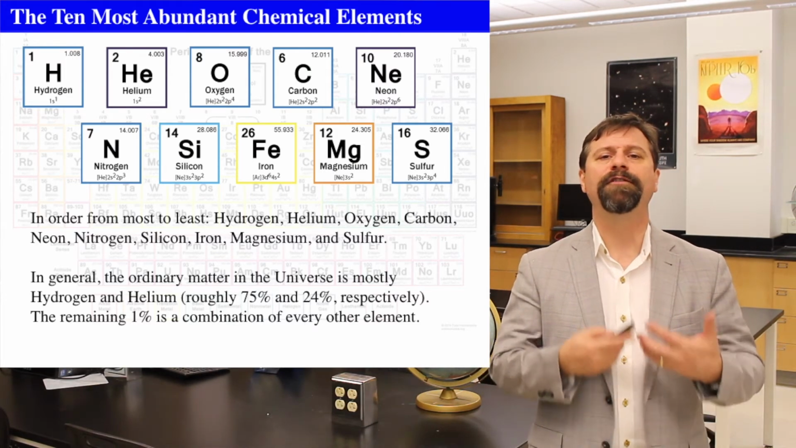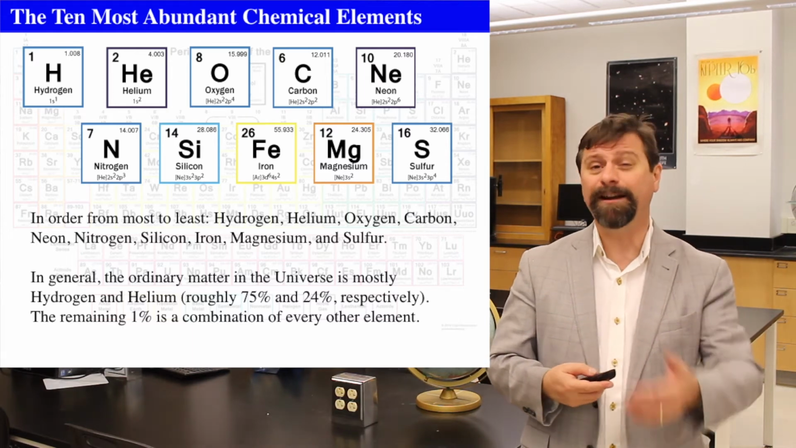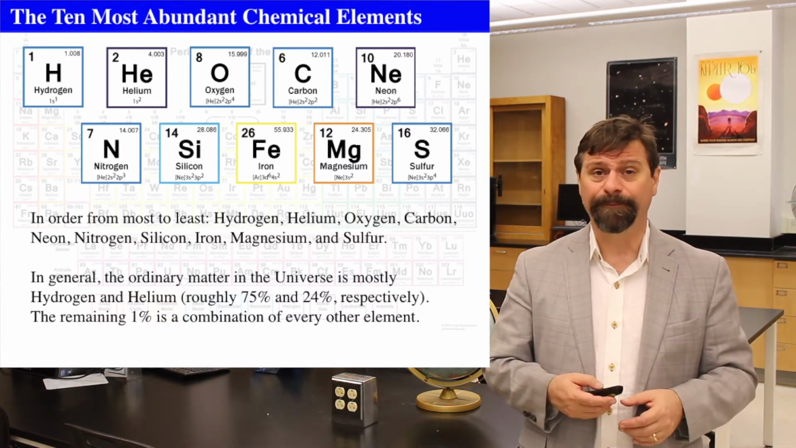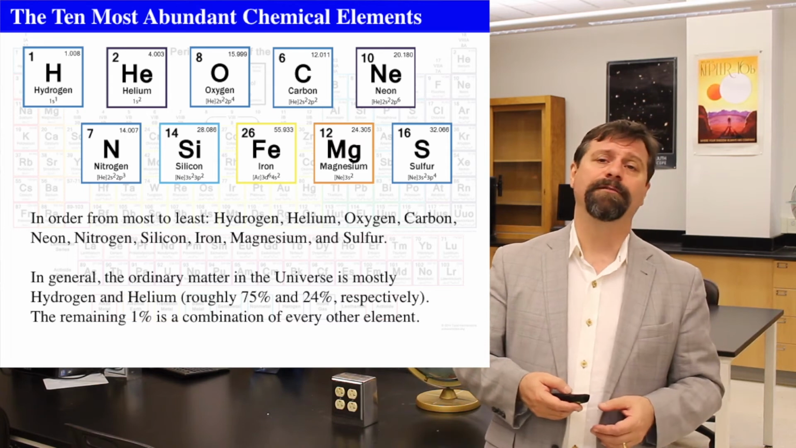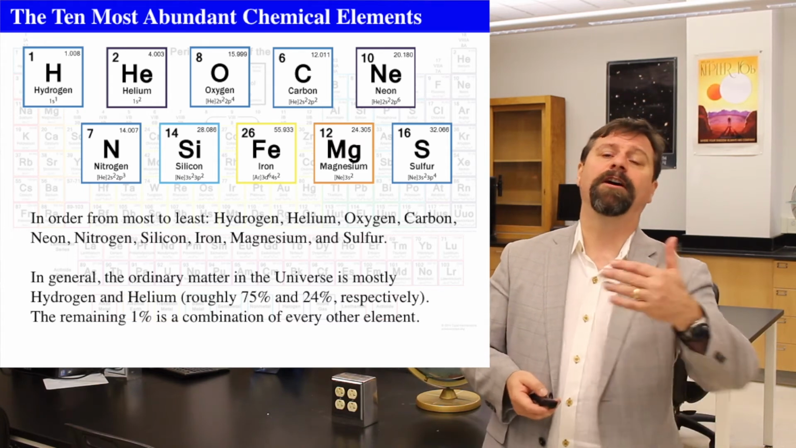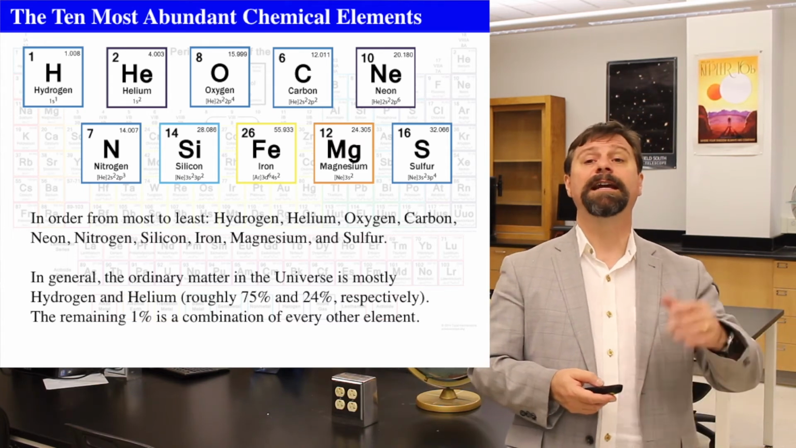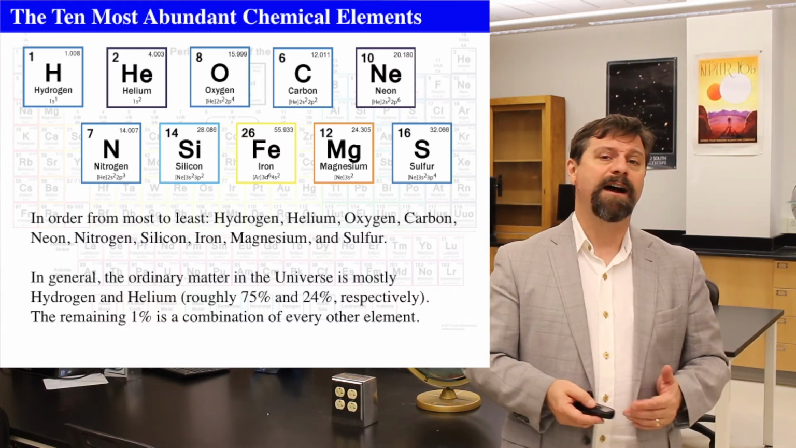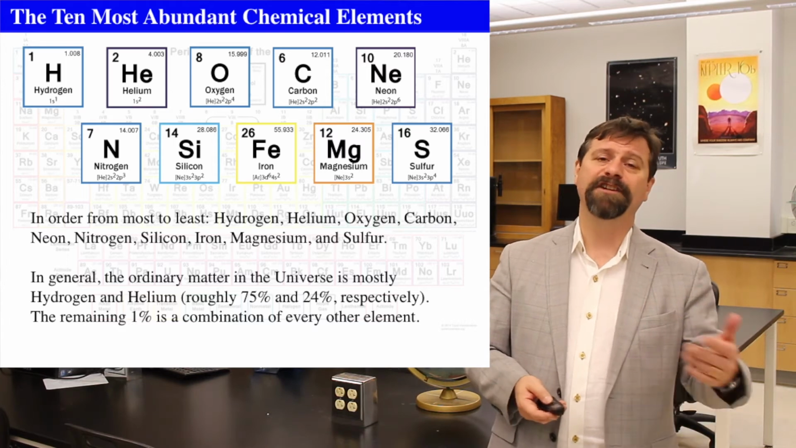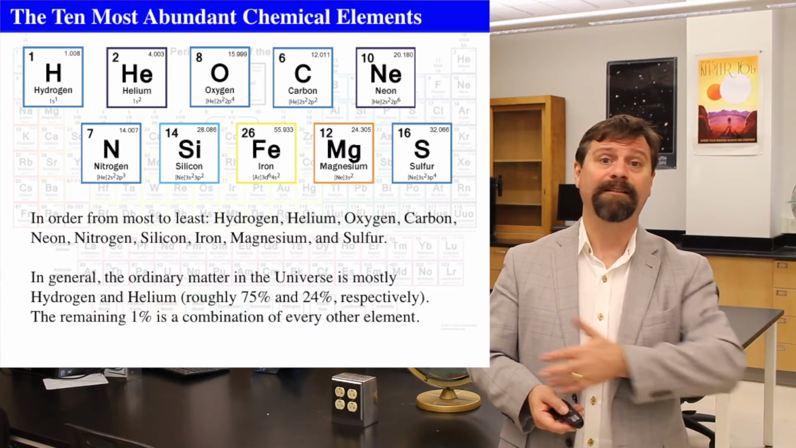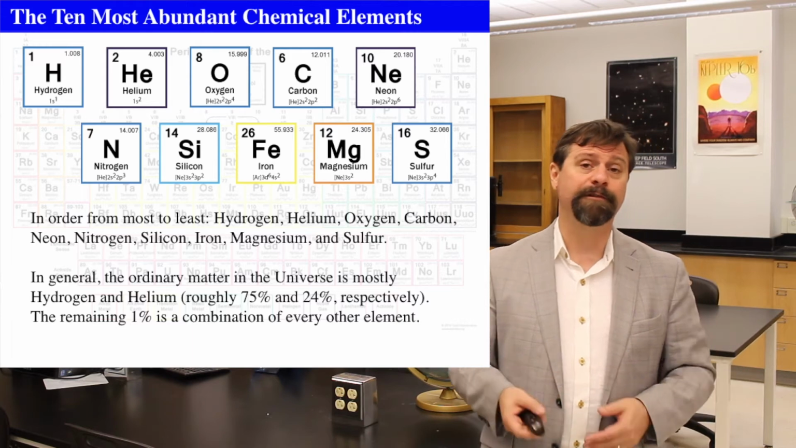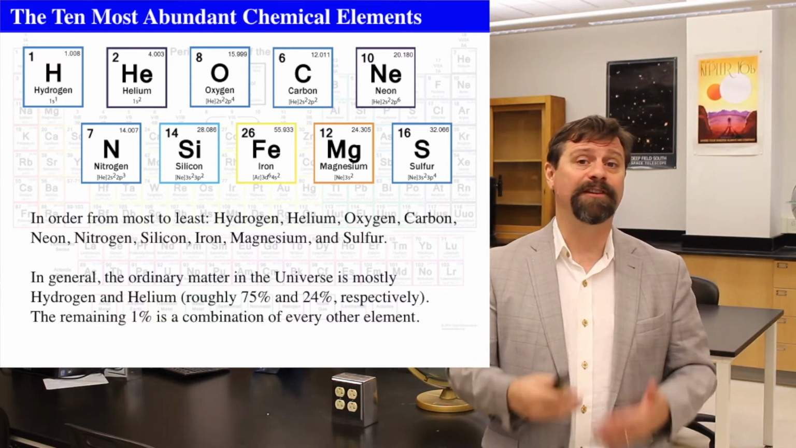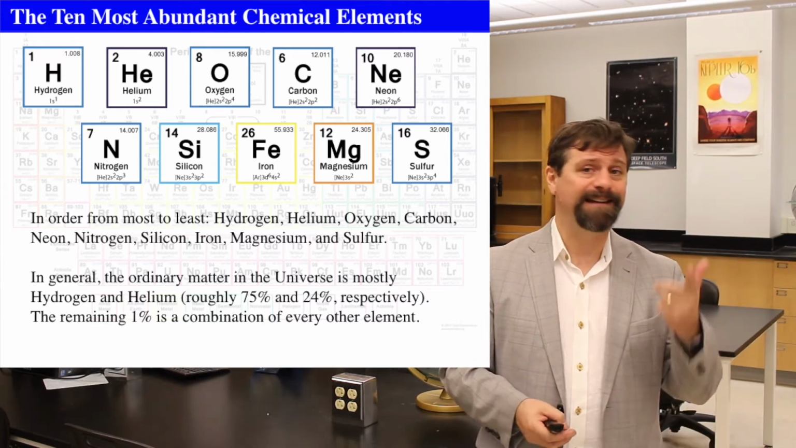So the most abundant elements out of all of the elements in the universe: almost 75% of all the matter in the universe is hydrogen, and 25% is helium. Then oxygen, carbon, neon, nitrogen, silicon, iron, magnesium, and sulfur come next. All of the things beyond hydrogen and helium make up only about 1% of all the matter in the universe. So if we want to say what the matter of the universe is, it's hydrogen and helium.